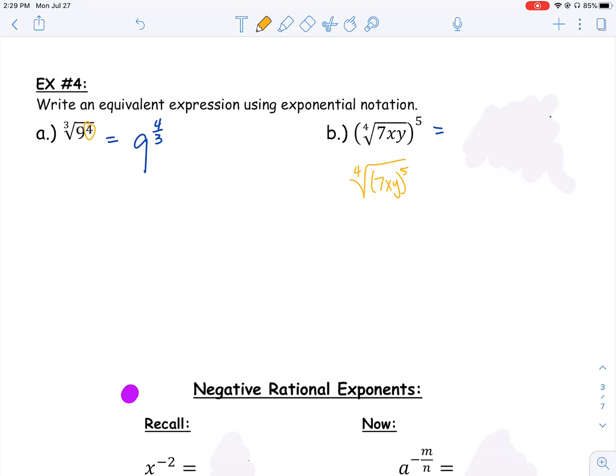This might be easier to notice then, that my top dog in the house, my inside exponent, is the 5, and my index is the 4. So when I go to convert it to rational notation or exponential notation, I end up getting (7xy) to the 5/4 power. Do you notice that I have parentheses? That's important because the whole expression of 7xy needs to be raised to the 5/4 power.